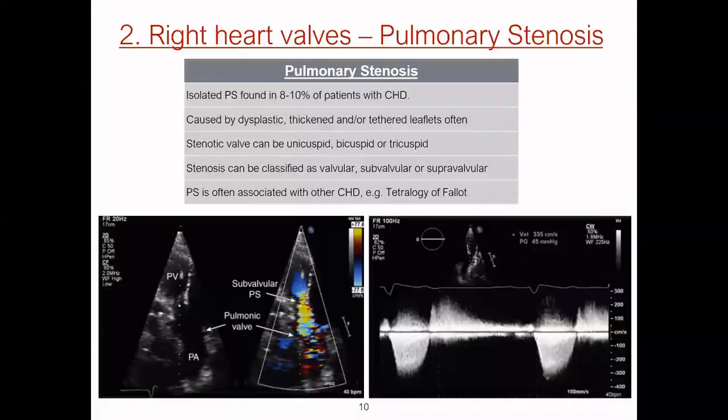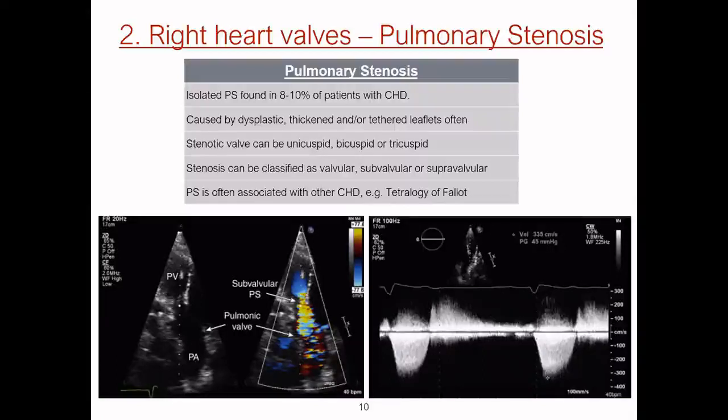So now we'll move on to pulmonary stenosis. So isolated pulmonary stenosis is found in about 8 to 10% of patients with congenital heart disease, and is caused by dysplastic thickened and or tethered leaflets. And the stenotic valve can also often be unicuspid, bicuspid, or tricuspid.